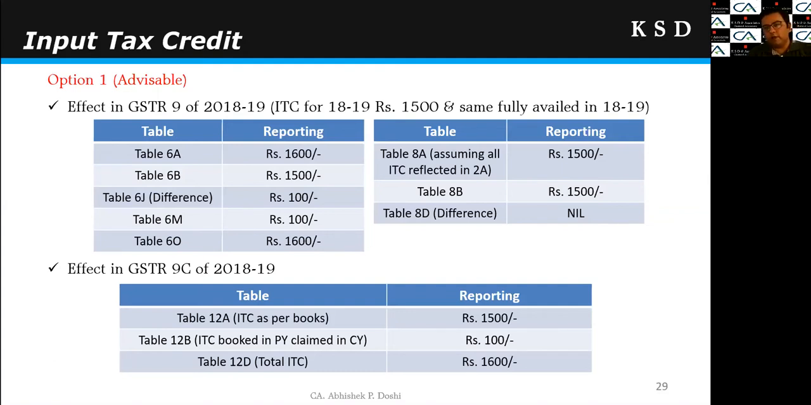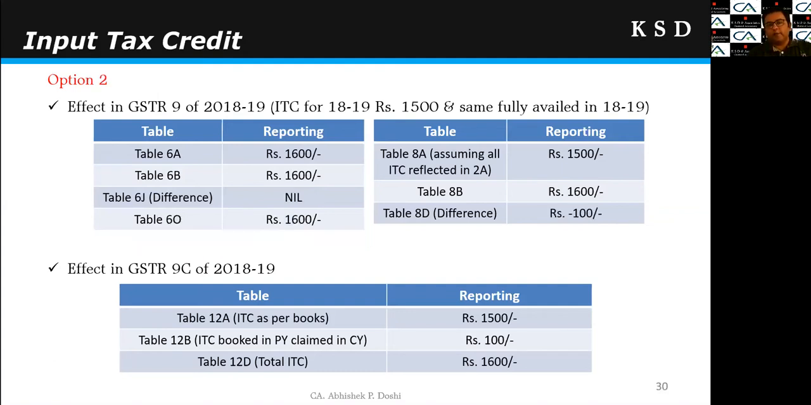But if we take the second option, many people prefer that 1600 ITC will be reflected under 6B only. 6A reflects the auto-populated figure of 1600, 1500 of 18-19 plus 100 of 17-18. So if I reflect the entire 1600 under the 6B, then there will be no difference in 6J. But in table 8, it will go as 1600.